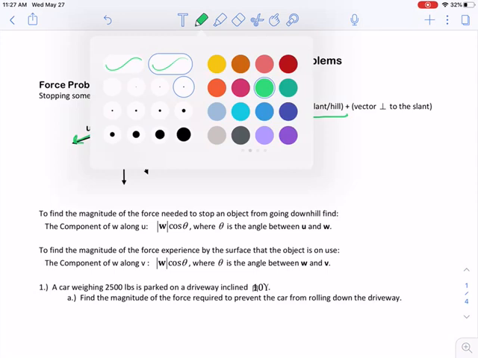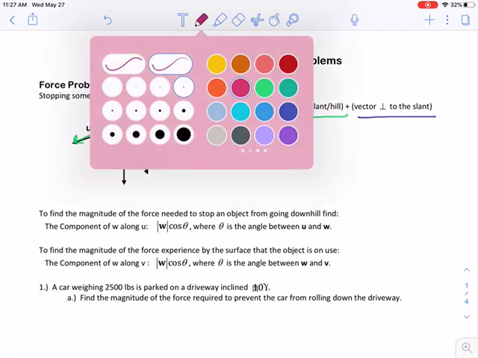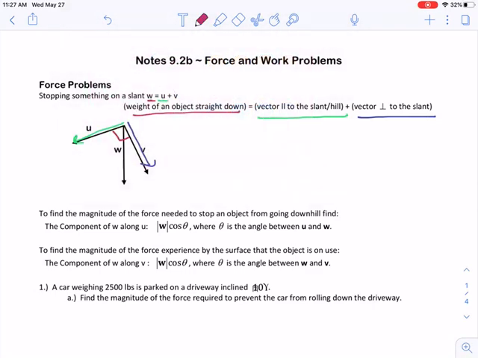And we've got our vector V, which is always perpendicular to the slant of the hill or the driveway, whatever it may be, which means that U and V are always going to make a 90-degree angle. So this is always going to be a right angle right here. Now in that right angle, we have two angles, the angle in between vector U and W and the angle in between vector W and V.